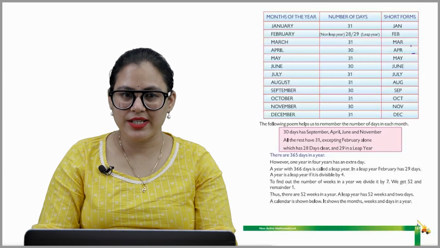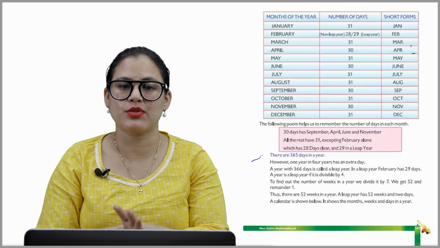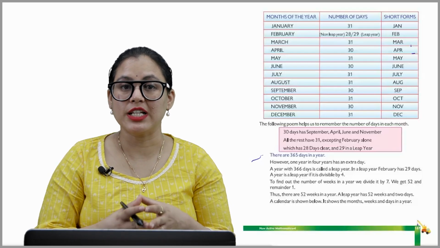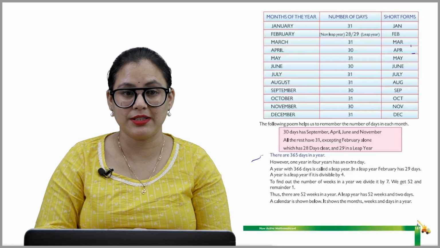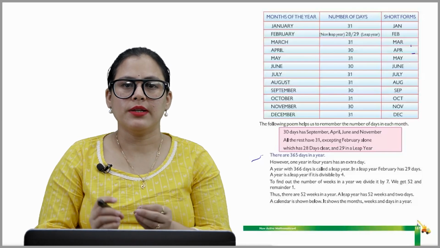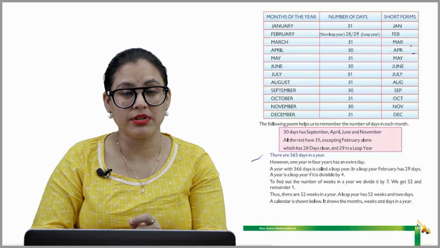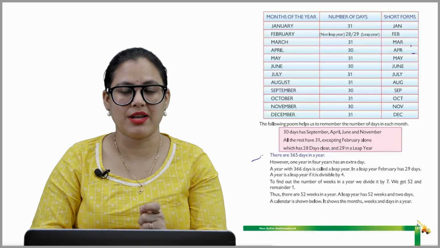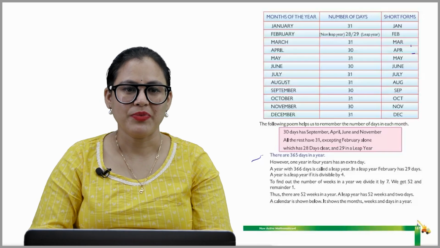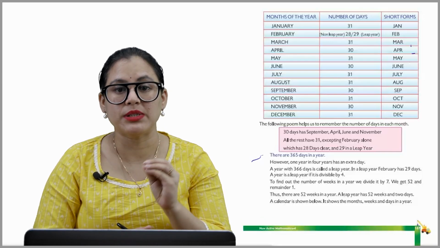There are 365 days in a year. However, 1 year in 4 years has an extra day. A year with 366 days is called a leap year. In a leap year, February has 29 days. A year is a leap year if it is divisible by 4. An ordinary year has 365 days, but a leap year has 1 day extra, that is 366. So in a leap year, February has 29 days, okay? And the year of a leap year is always divisible by 4.